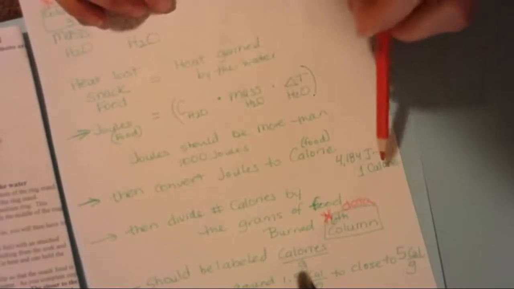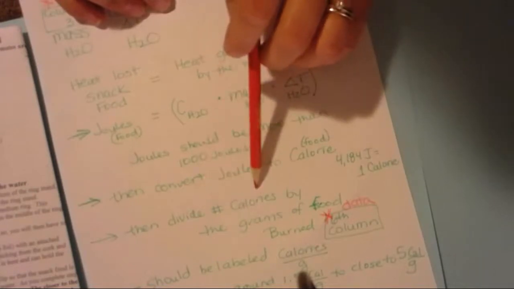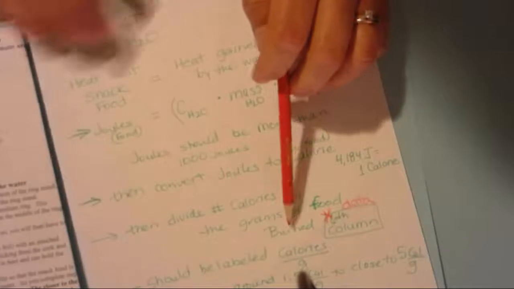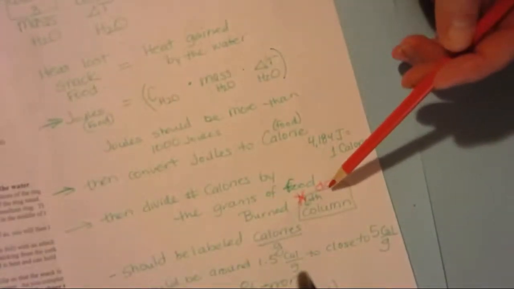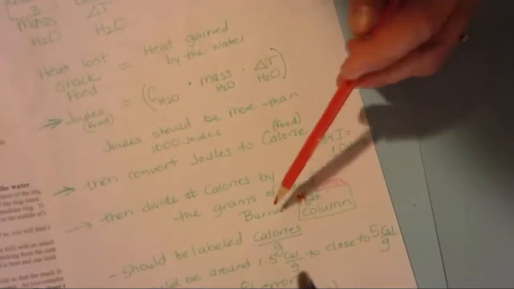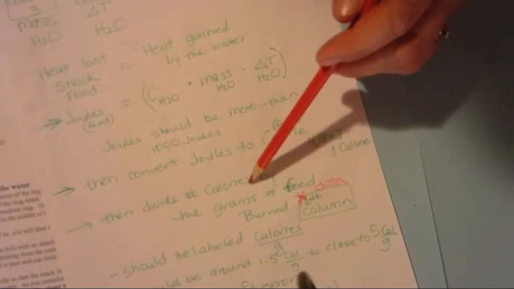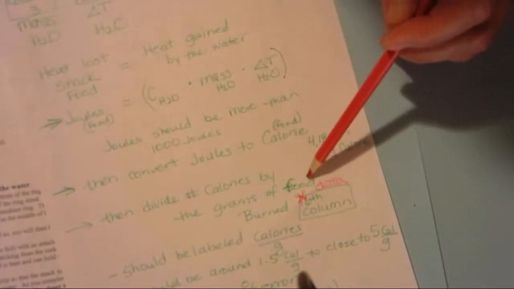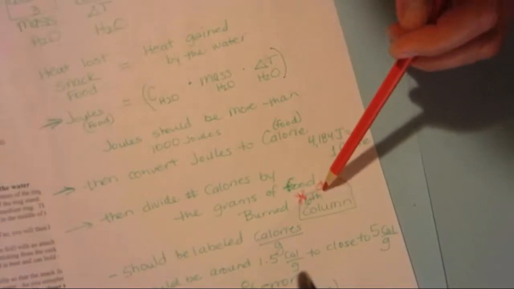Once you have it into calories, big C calories, then you're going to be dividing the calories by the grams of the food that burned, okay? And this data is from the 6th column. There are several columns, I think 9 altogether. But you're going to be taking the grams of the food that burned, not the starting mass, not the ending mass, but the difference, what was left, the food that did burn. And that's going to be in your 6th column.